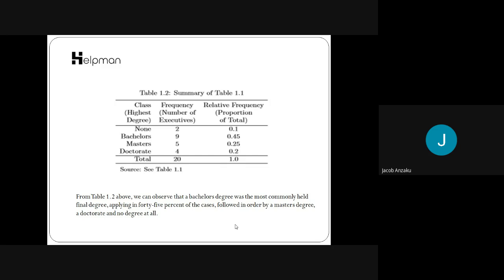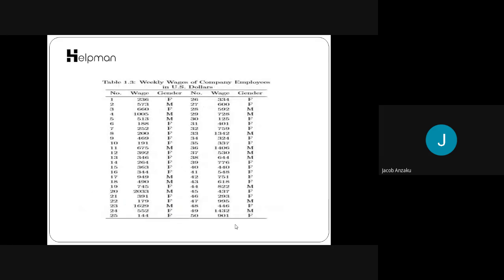Now from table 1.2 above, we can observe that a bachelor's degree was the most commonly held final degree, applying in 45% of the cases, followed in order by a master's degree, a doctorate degree, and no degree at all. So this table 1.2 gives us a more clear picture of what the data in table 1.1 is saying. So now we can see that among the top 20 highest paid executives, those with bachelor's degrees are being paid more. Now let's look at table 1.3.